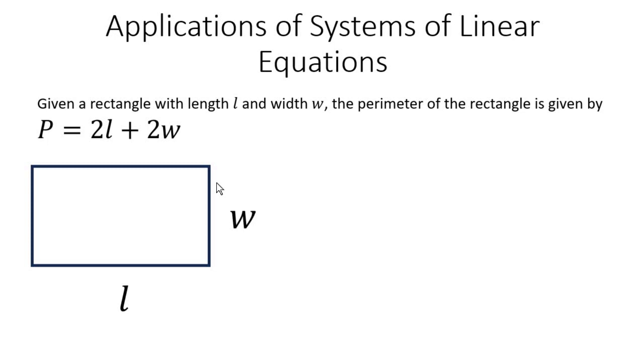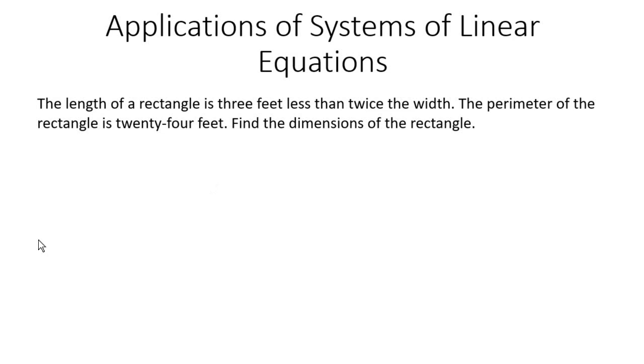For instance, here's an example. The length of a rectangle is 3 feet less than twice the width. The perimeter of the rectangle is 24 feet. Find the dimensions of the rectangle. Well, the dimensions of a rectangle are its length and its width. So we're looking for the length and the width.